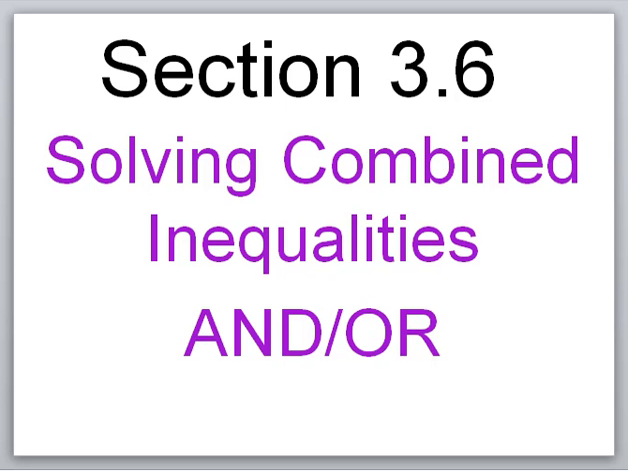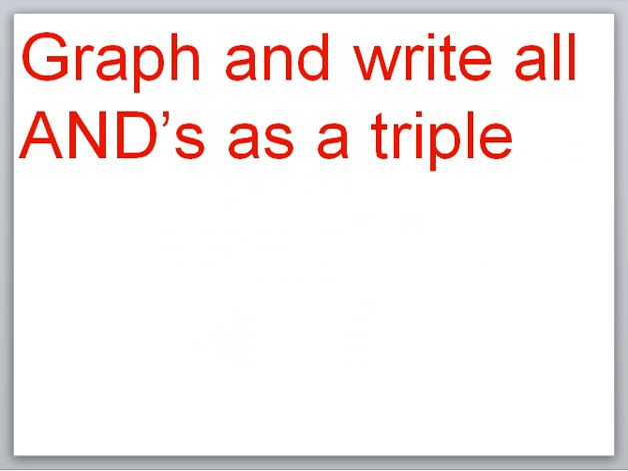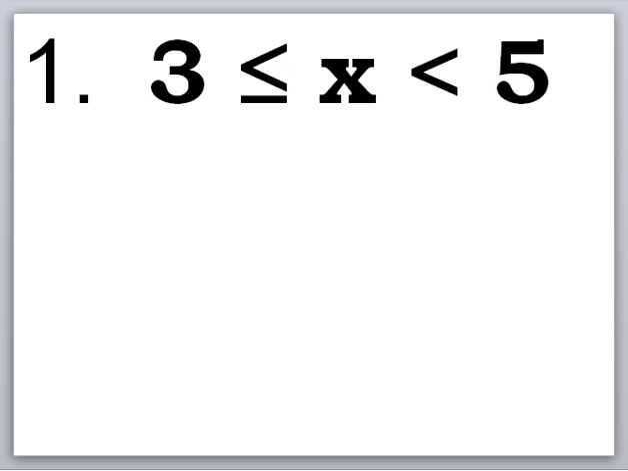Now, we're going to graph and write all ands as a triple. So we'll start out with one of those just as an example. What is a triple? Well, it's when we have the two inequality signs with the x between them. So we're going to write all our and statements as a triple. Let's just go ahead and graph this one for practice again.